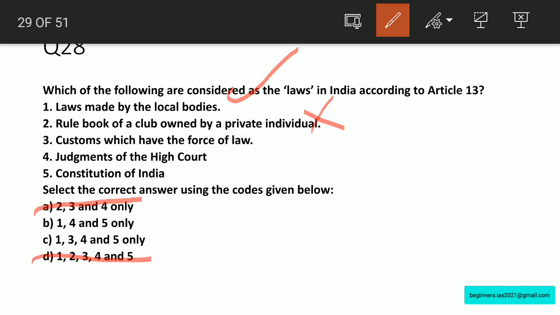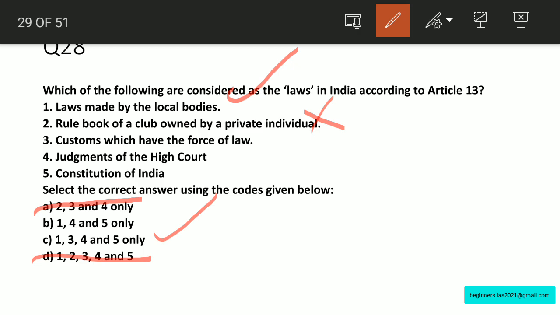Let us see the remaining. Customs which have force of law. Yes, that is correct. Judgments of the High Court. Yes, that is also correct. Constitution of India. Yes, that is also correct. Therefore, C, 1, 3, 4 and 5 is correct.